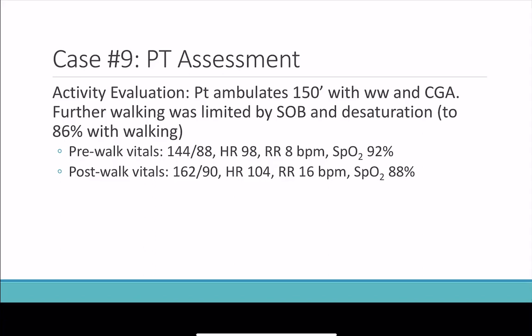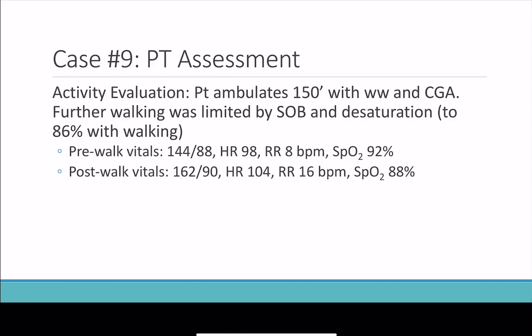We're going to get this patient walking. So you take their resting values, which we have from above: 144/88, heart rate 98, respiratory rate 8, and he was satting at 92%.